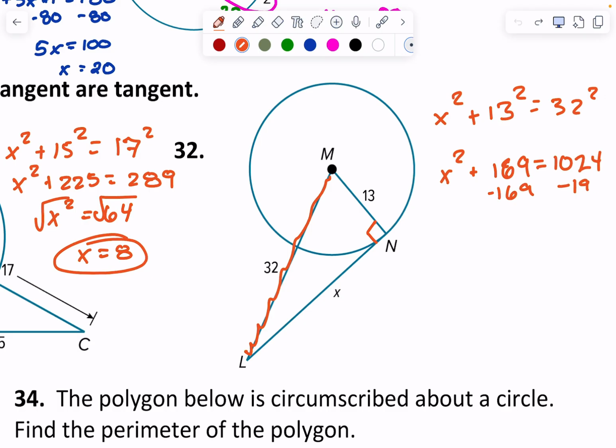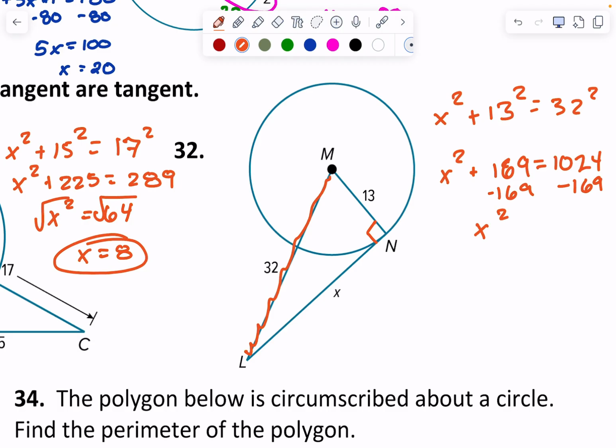Wait, but if 32 wasn't pointing to the whole thing, if it was just pointing to the outside, isn't that other part 13? Then this whole thing would be 45. So if this was just 32 and this was 13, then the whole thing would be 45. But I think 32 is the whole thing. Otherwise they would have put 32 closer over there. Does that make sense?